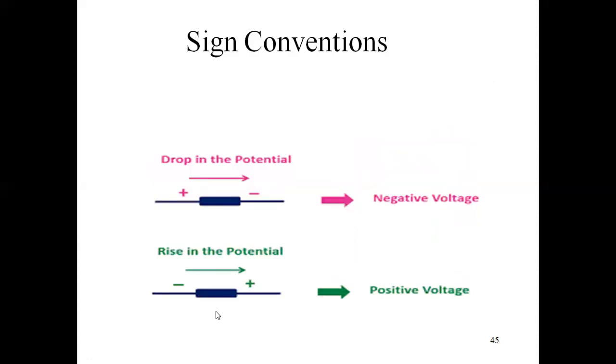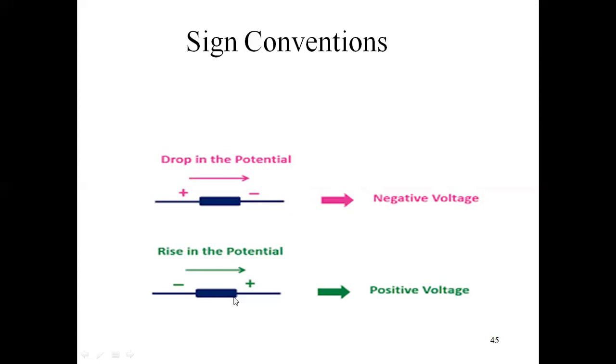Whenever the current direction is like this, from positive to negative, current flows from positive to negative. Here there is a drop in potential, a fall in potential, and whenever there is a fall in potential, it is always considered a negative voltage. So whenever there is a fall or drop in potential, always give it a negative sign.